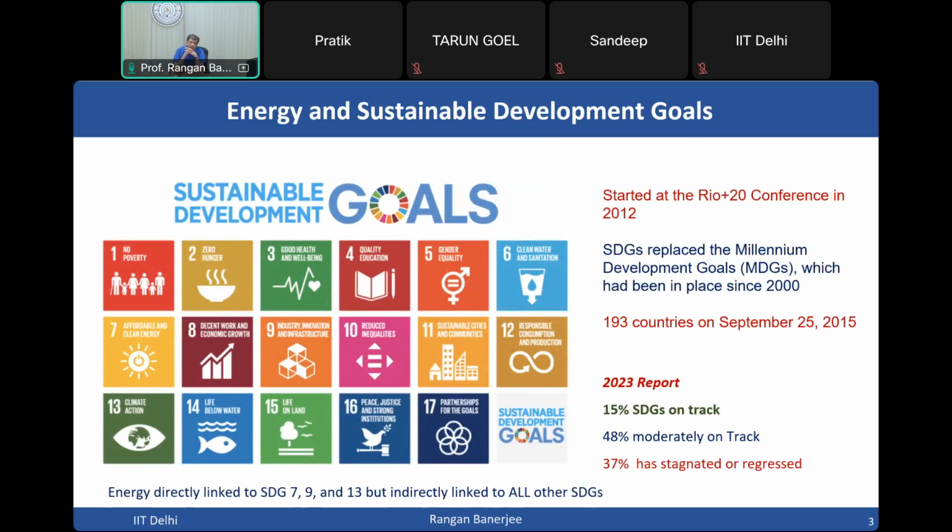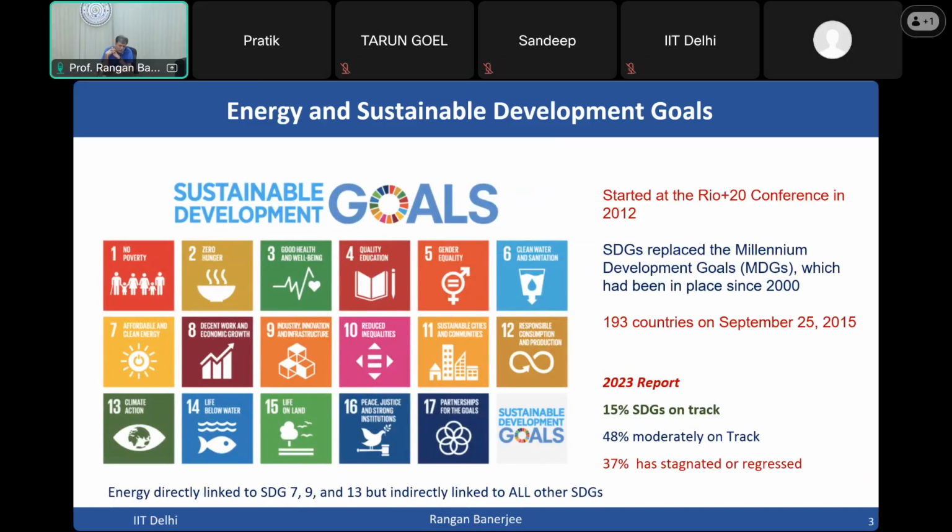Now, one of the things that we did discuss in the course, but not in too much detail, was the Sustainable Development Goals. If you look at all the Sustainable Development Goals, which were started in 2012, and all the countries are looking at how we can achieve them, you can see that Sustainable Development Goal 7, which is affordable and clean energy, very clearly is related to what we are discussing in the course.